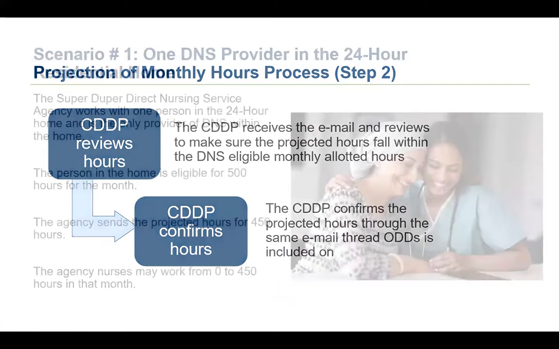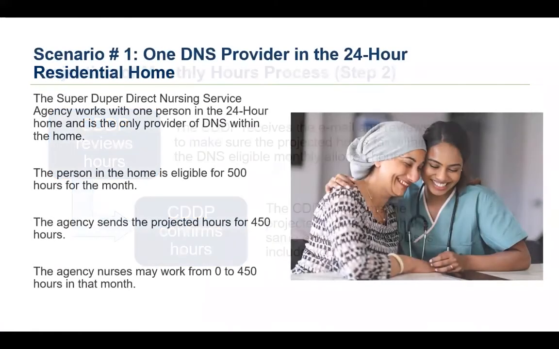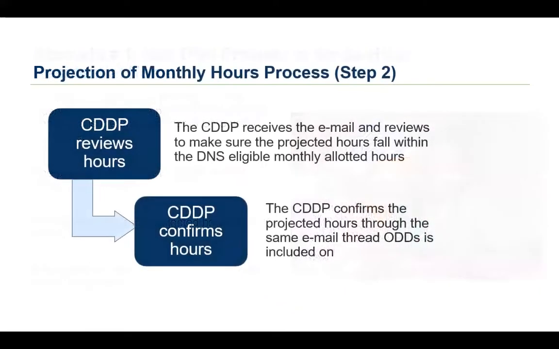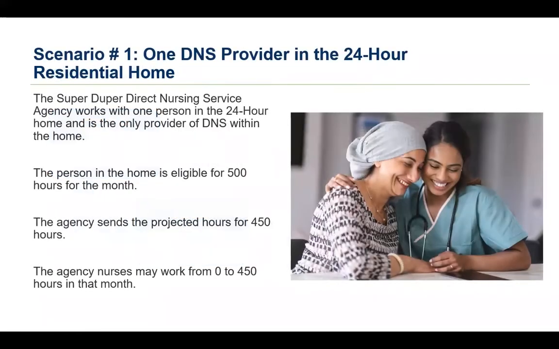So to help you picture how this works, let's look at two scenarios. Scenario one is the Super Duper direct nursing service agency, which works with one person in the 24-hour home and is the only provider of DNS within the home. The person in the home is eligible for up to 500 hours for the month.